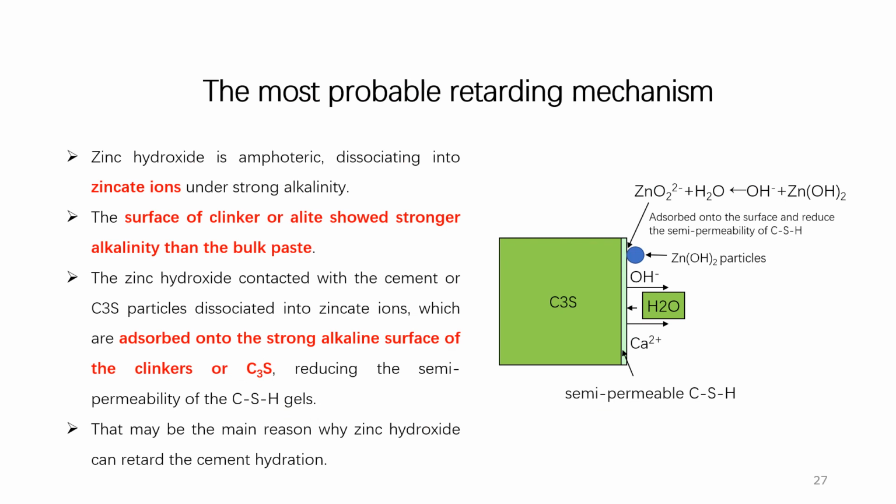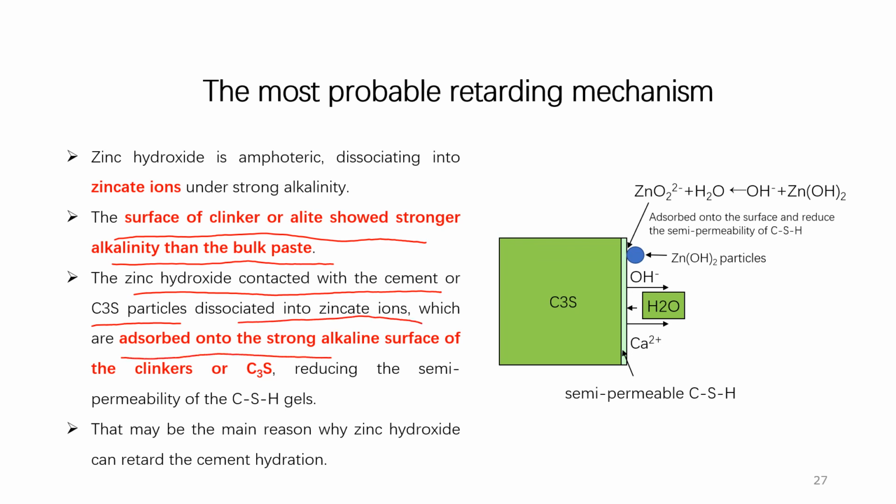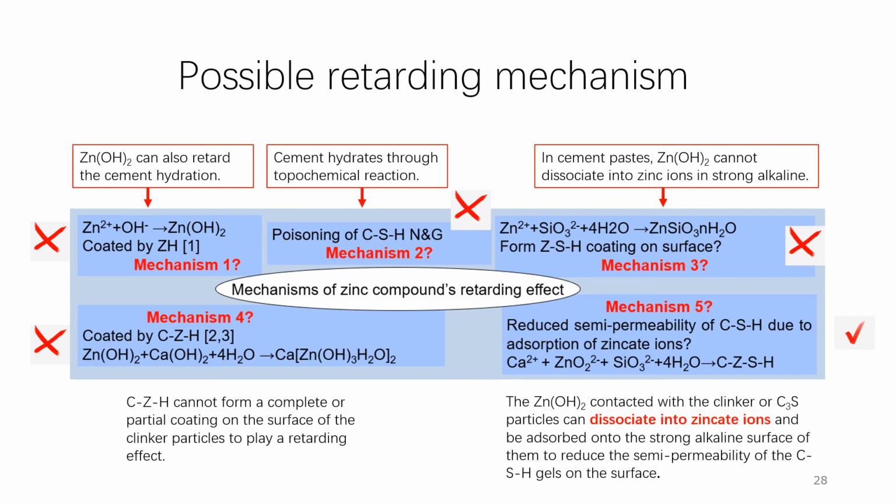So the most probable retarding mechanism may be like this. Zinc hydroxide is amphoteric, dissociating into zincate ions under strong alkalinity. But the surface of clinker or alite shows stronger alkalinity than the bulk paste. The zinc hydroxide in contact with the cement or C3S particles dissociates into zincate ions, which can be absorbed onto the strong alkaline surface of the clinkers or C3S, reducing the semi-permeability of the CSH gels. That may be the main reason why zinc hydroxide can retard the cement hydration. So this is the probable mechanism.